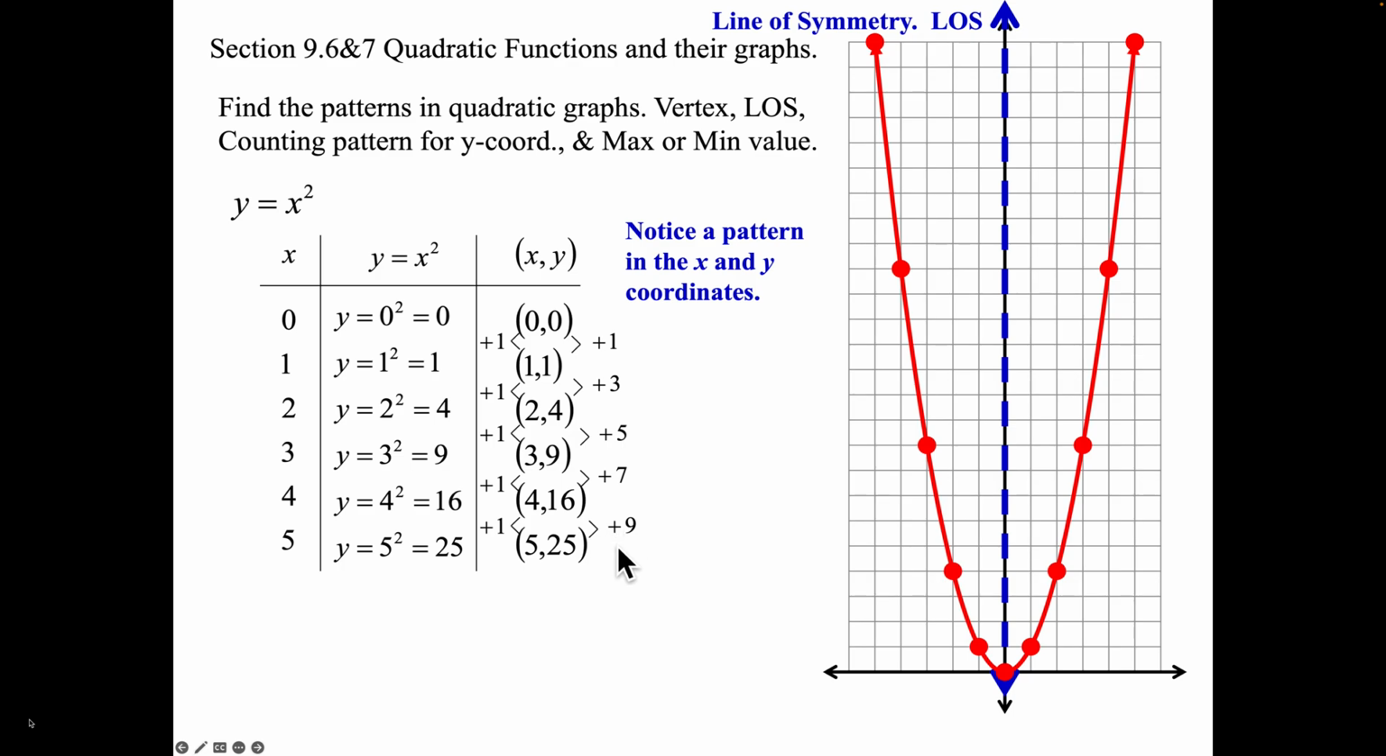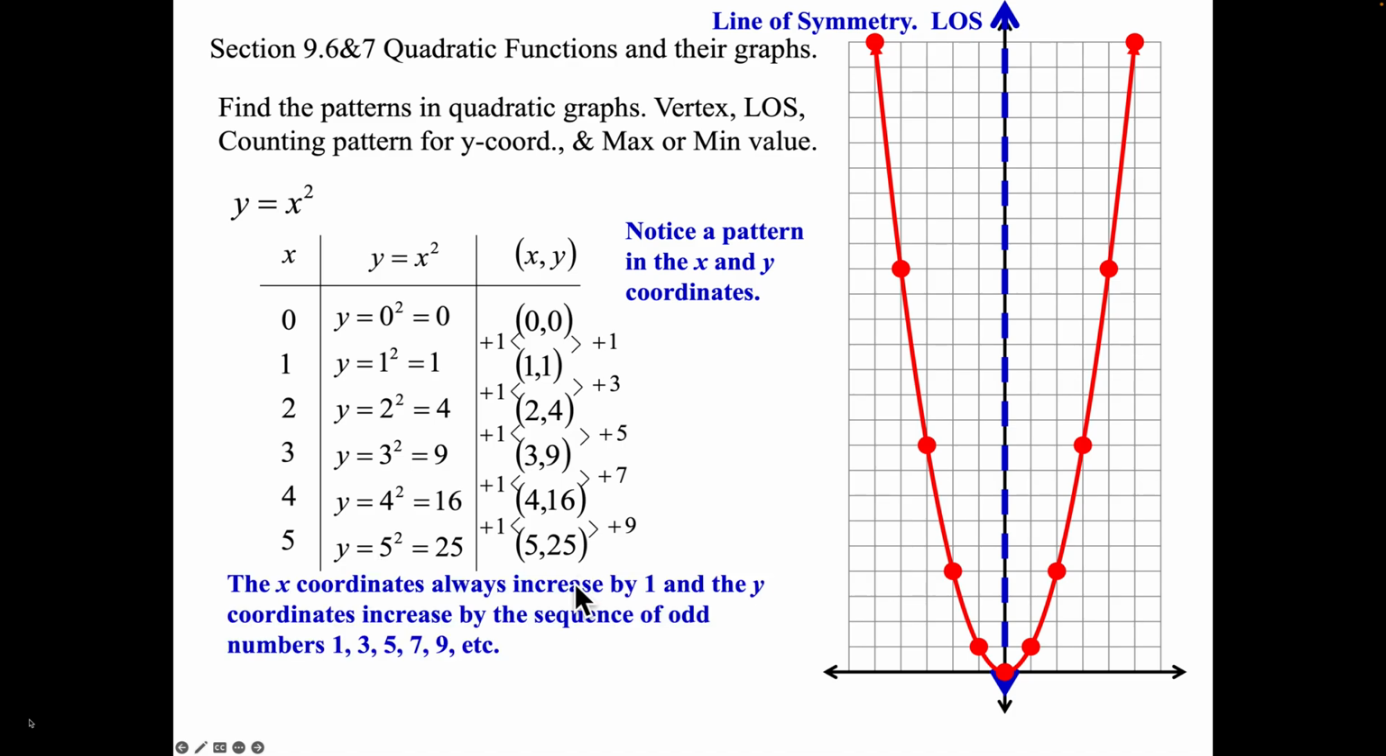My next number would be 11, and 25 plus 11 is 36, and that's 6 squared. 36 plus 13 is 49. That would be 7 squared. So your pattern here is from the origin, your vertex here.